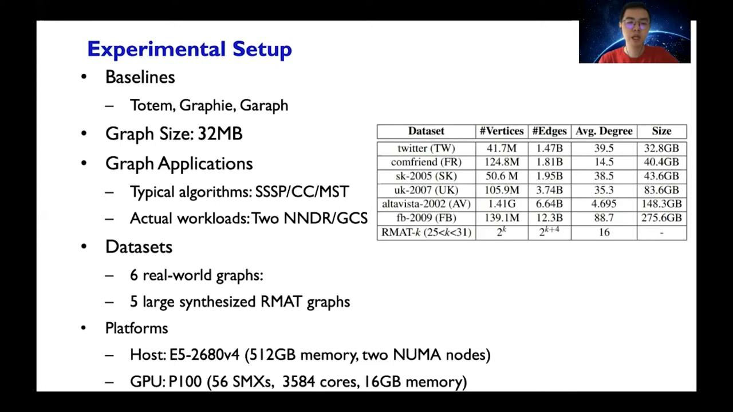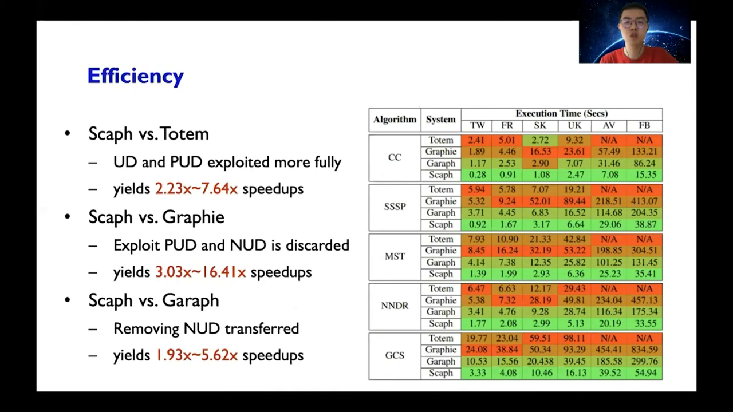Graph applications include three typical graph algorithms and two real workloads. The server we used is configured with two NUMA nodes and 512 gigabytes memory in total. The GPU accelerator is a P100 with 56 streaming multiprocessors and 16 gigabytes memory. The speedups of Scaph over Totem range from 2.23 times to 7.64 times.